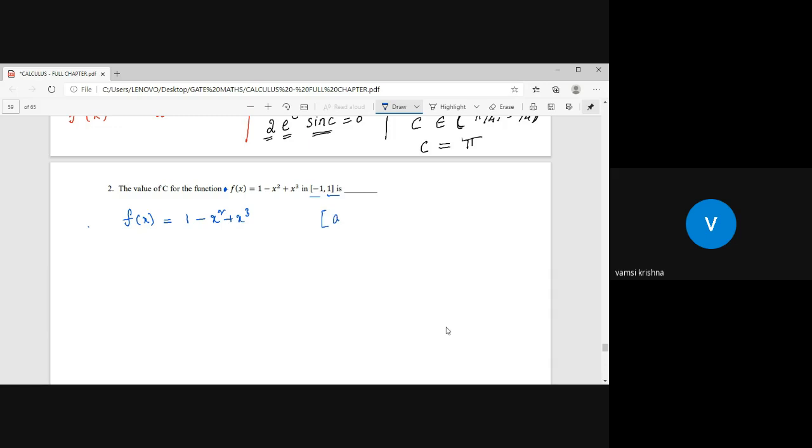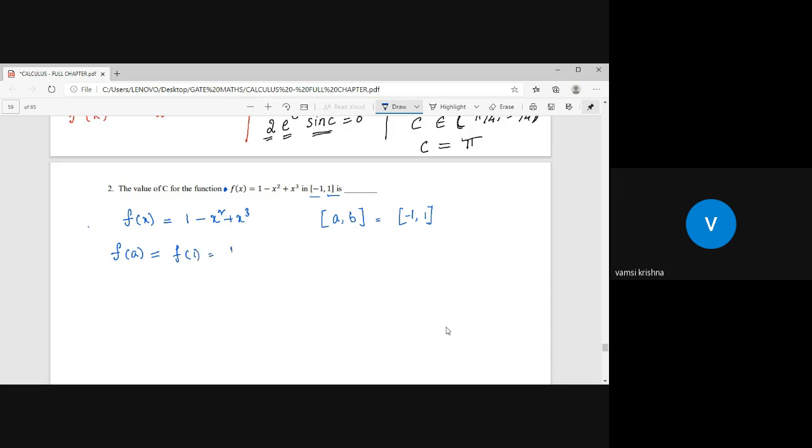And usually we have the interval like a, b. This interval is given as minus 1 comma plus 1. So here we have f of x, let us find out f of a. To find out which theorem case it goes into, I am finding f of a. So if I find out f of a and f of b, then I can confirm whether it is Lagrange's or Rolle's theorem.